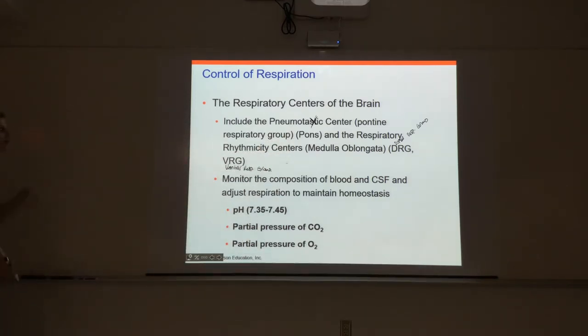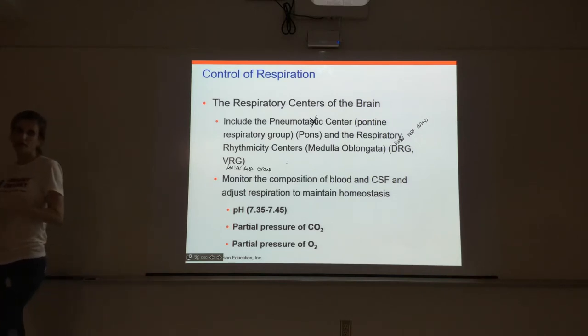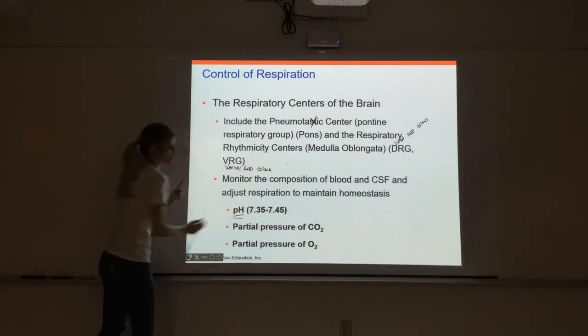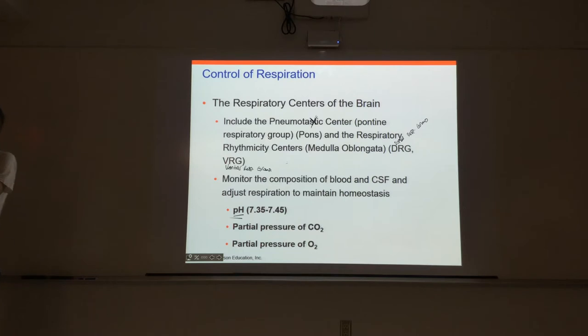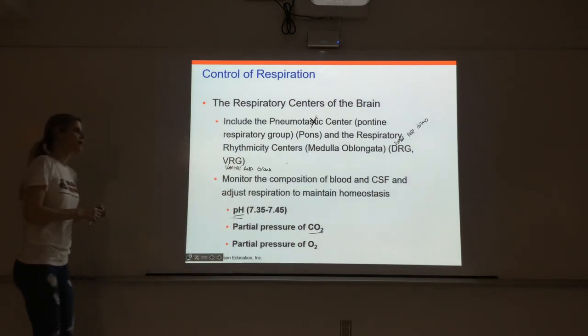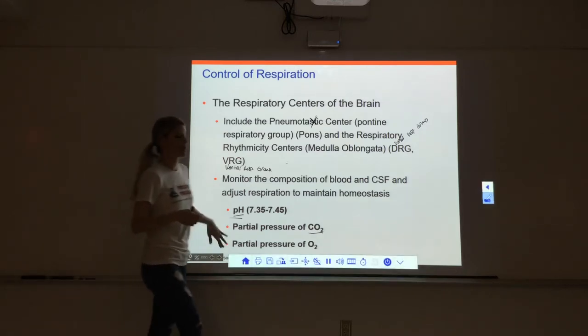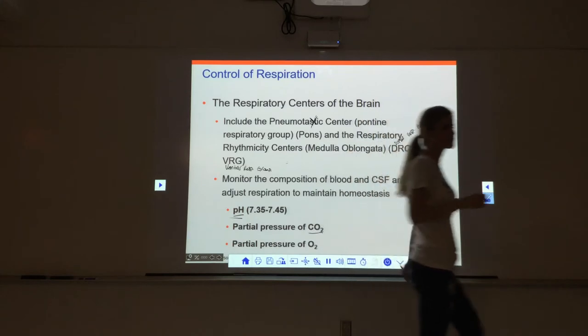the medulla oblongata. These are constantly monitoring the blood as well as the cerebrospinal fluid, and then adjusting our respirations, either the rate that we are breathing or the depth that we're breathing, based on first pH. Remember, we said that we alter our respiration first based on pH, then the partial pressure of CO2, which directly relates to pH, then the partial pressure of oxygen. And the caveat here is that if you've got somebody with some sort of pulmonary disease, they're going to be monitoring on that partial pressure of oxygen a lot more.